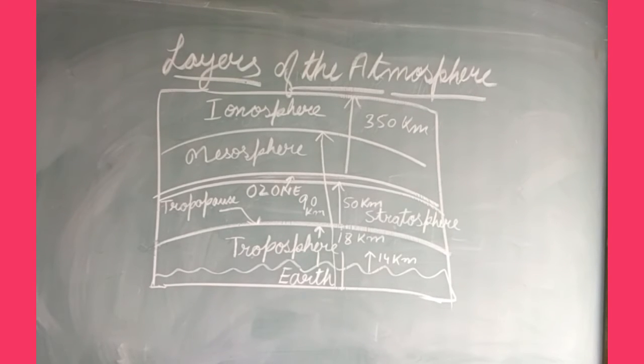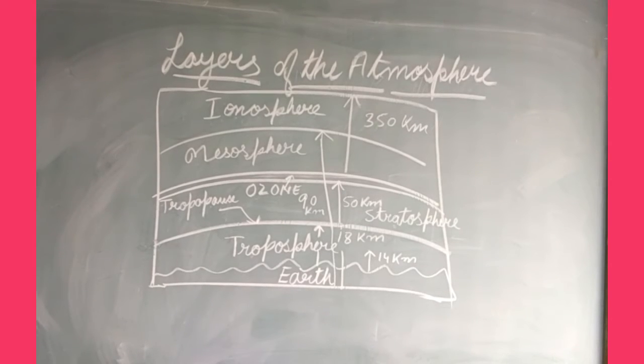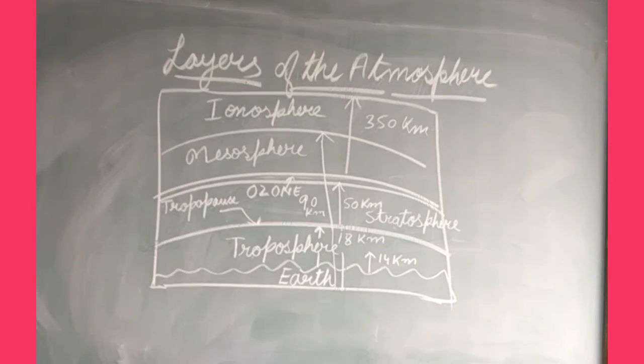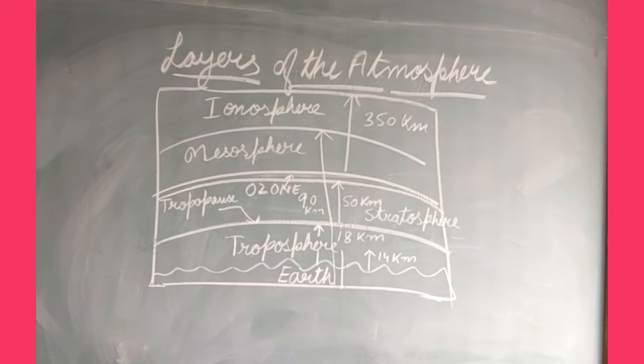Now above the stratosphere there is one more layer, known as the ionosphere. It is the layer that lies above the stratosphere. It is thin, with electrically charged particles, which help radios to work.